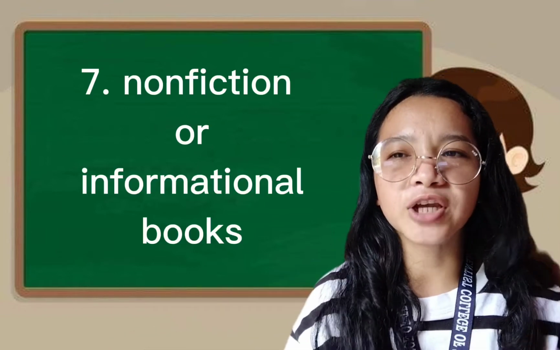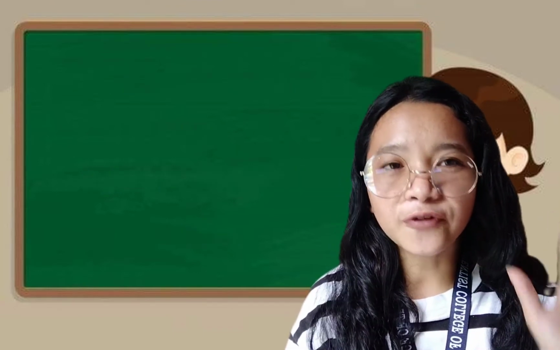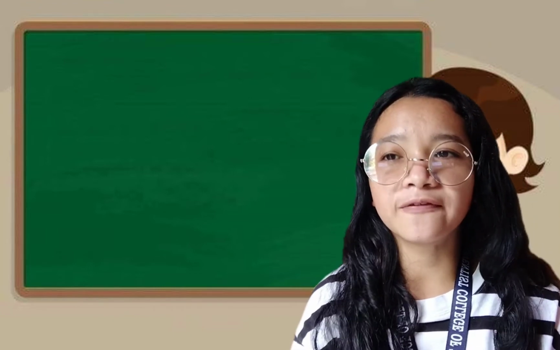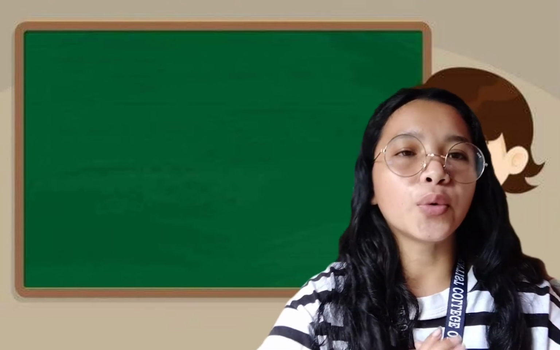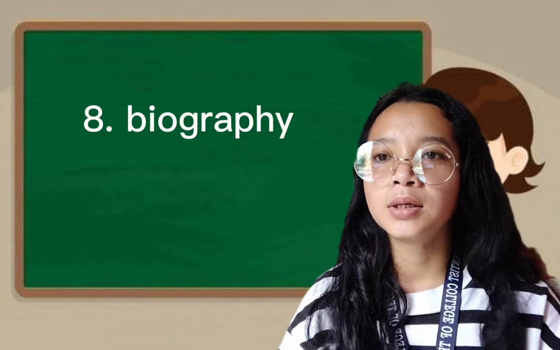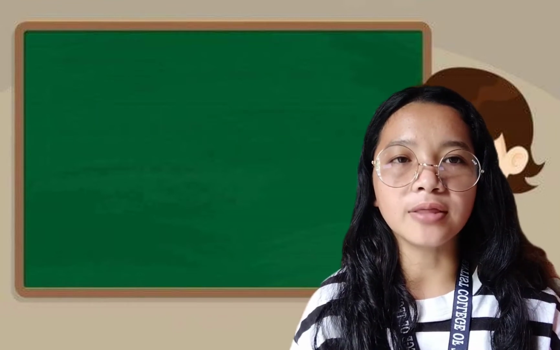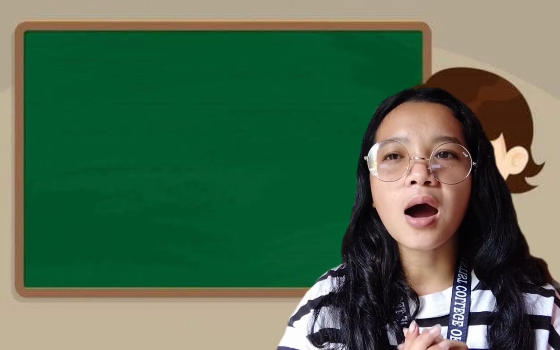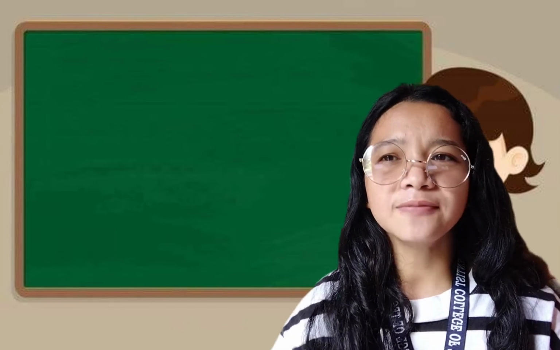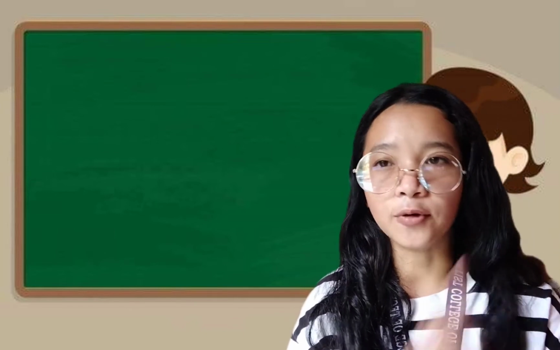Number 7, nonfiction or informational book. Informational books present young readers information to help them develop more knowledge of the world around them. Number 8, biography pertains to the true life story about another person, like heroes or ordinary people whose lives may serve as inspiration for children to emulate and follow.